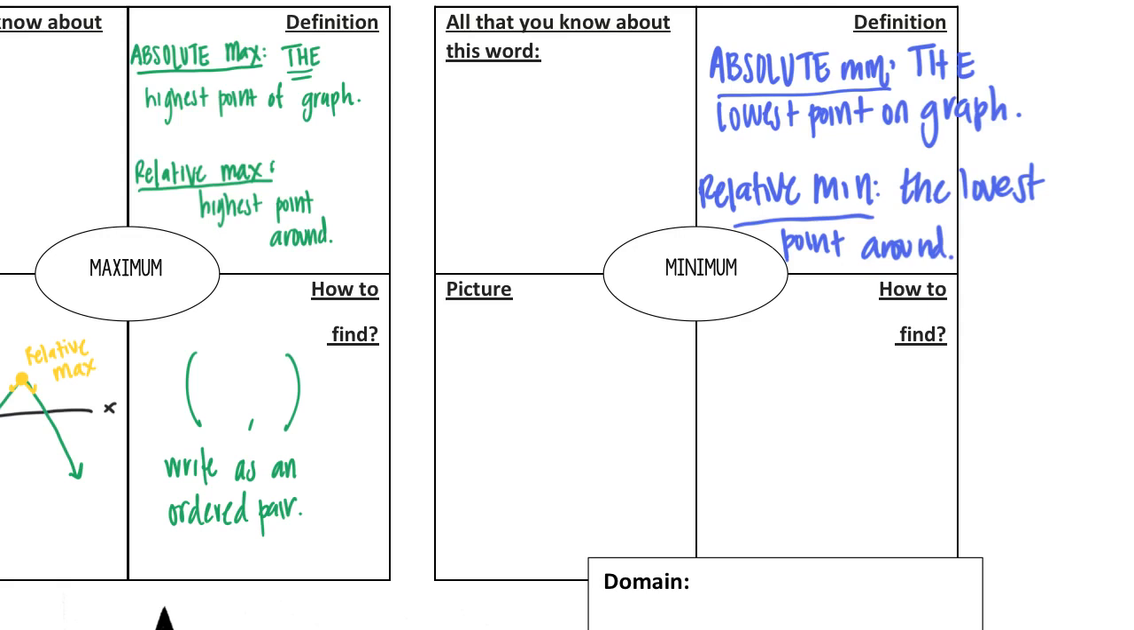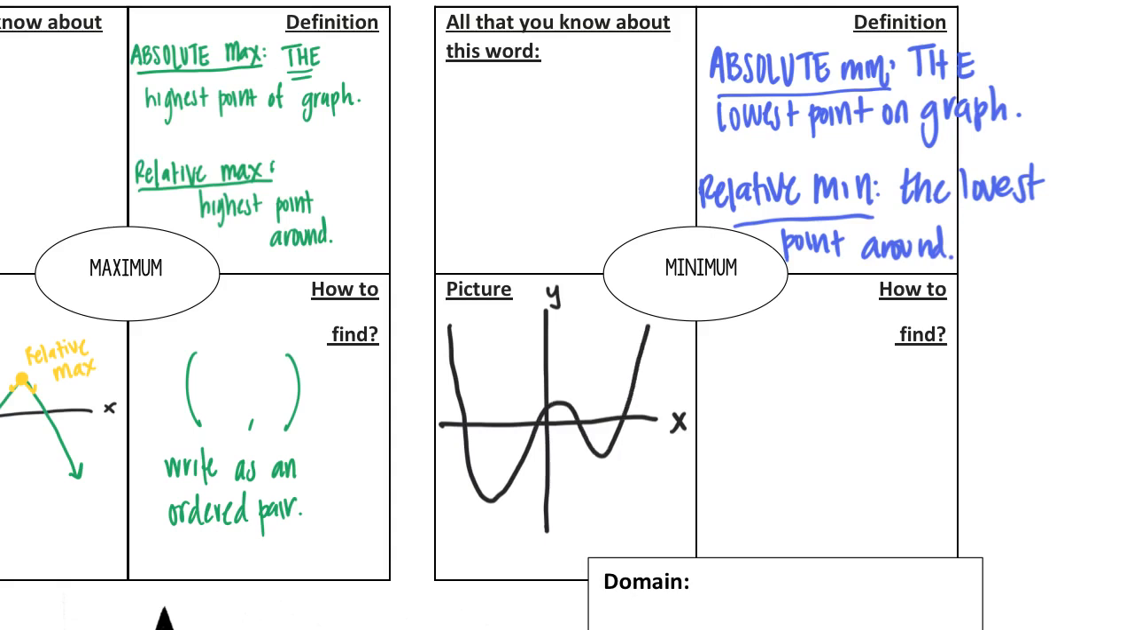Let's draw a picture of this so that we can get it through our heads. Put your X and Y axis down there. Let's make something that looks a little bit like a W. Take your highlighter out or a different color and highlight these 2 points. These are both minimums, but they are different types of minimums.